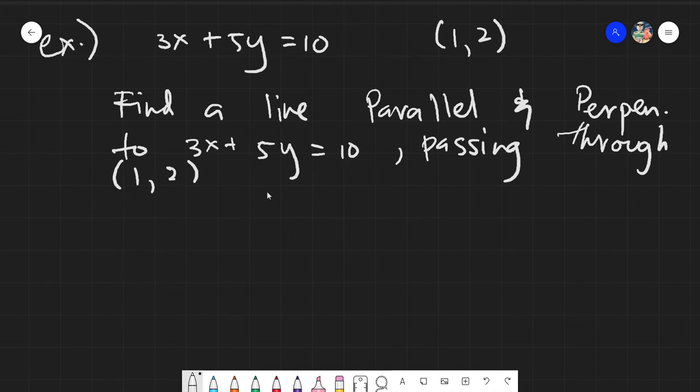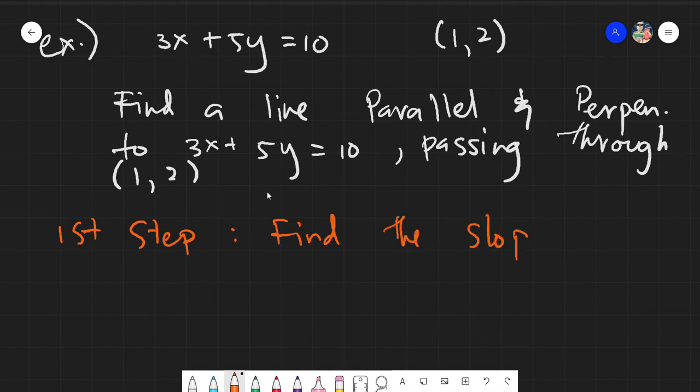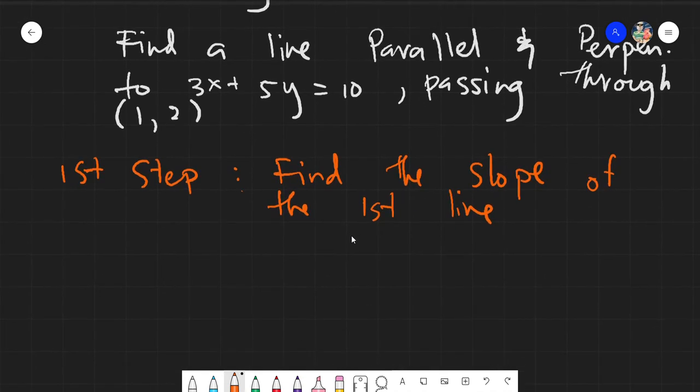So the very first step that you need to do is find the slope. You need to find the initial slope of the original line. Find the slope of the first line. Finding the slope will lead us to the concept of the slope-intercept form. Why do we need to recall the SIF?